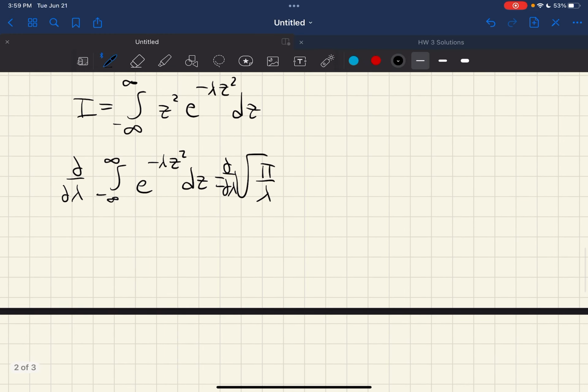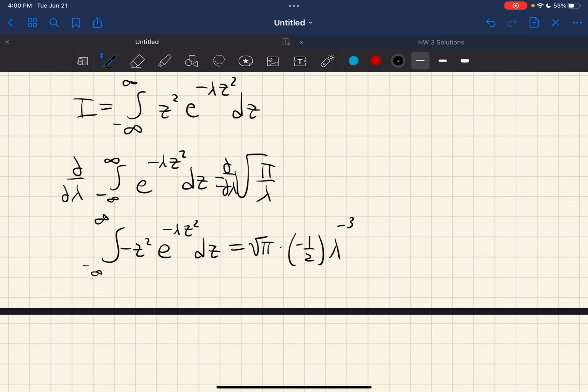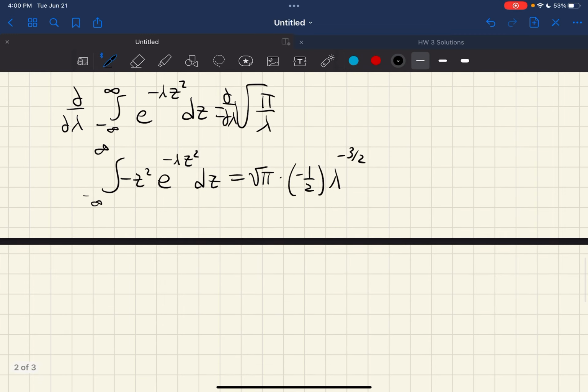So what we get is a negative z squared e to the minus lambda z squared dz, and then there's an integral over here. And then the right hand side, we just have root pi times lambda to the minus 1/2 power. So when we differentiate that, we get root pi times -1/2 lambda to the -3/2 power. So we can actually just cancel out these negative signs.